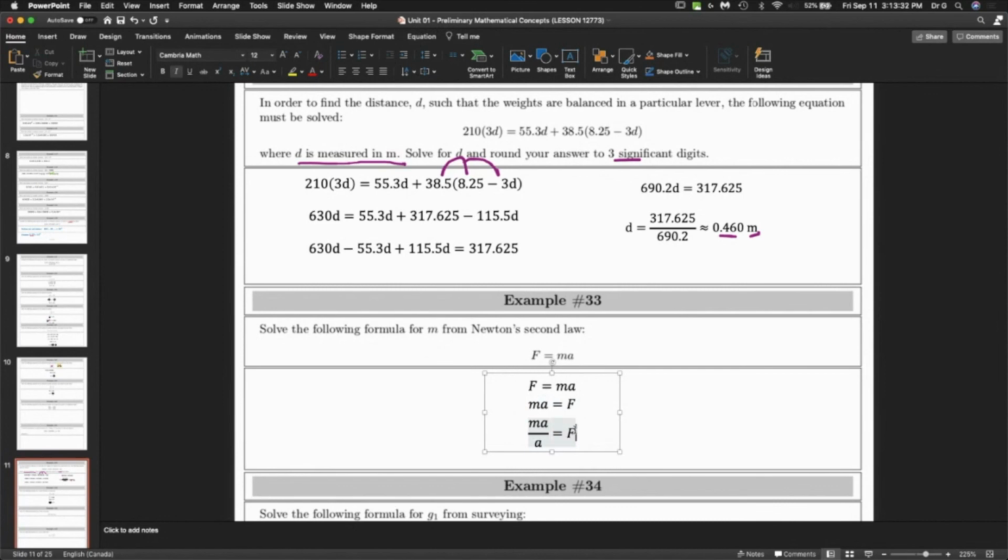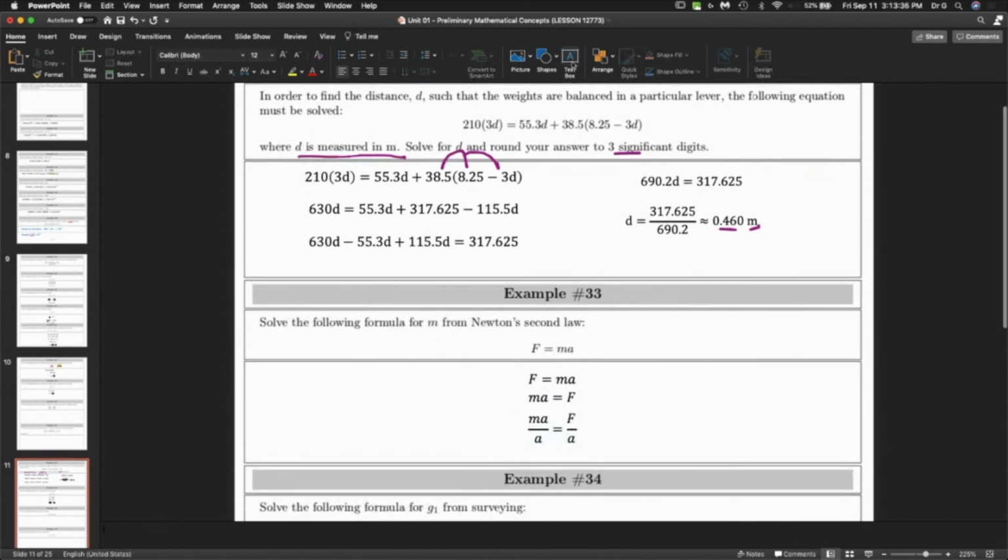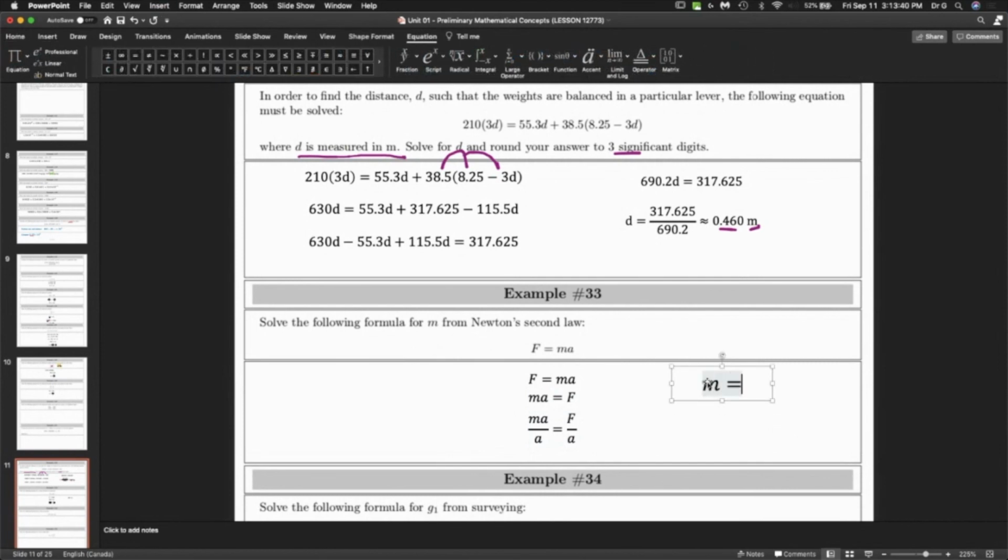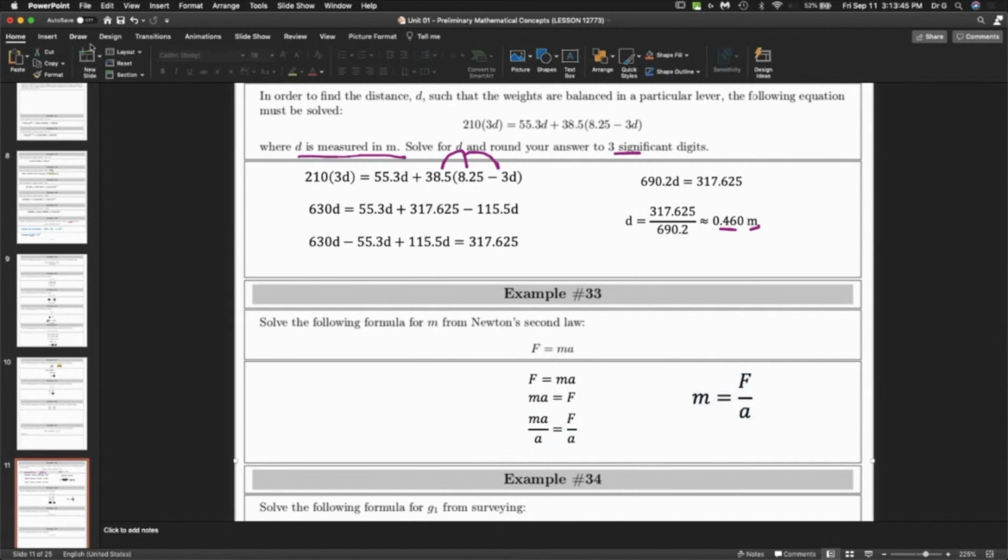So that's how that works, okay? Someone was asking how that works, so I was just breaking it down into a smaller step for someone else that was asking. So then you have the answer, m equals f over a, because the a's cancel.